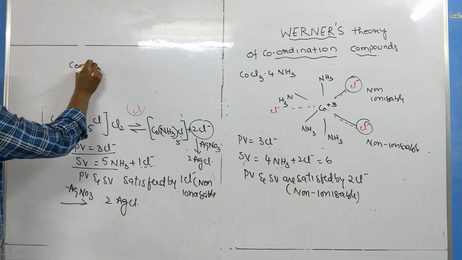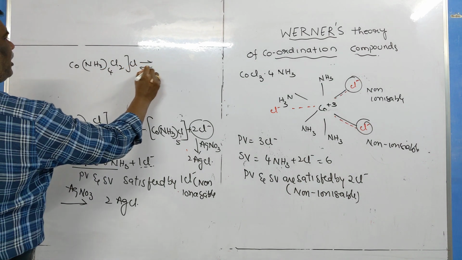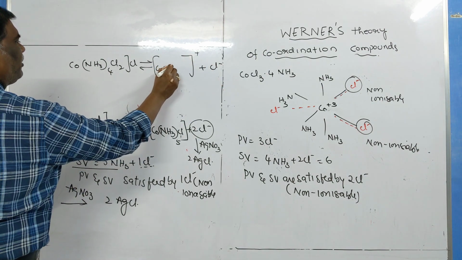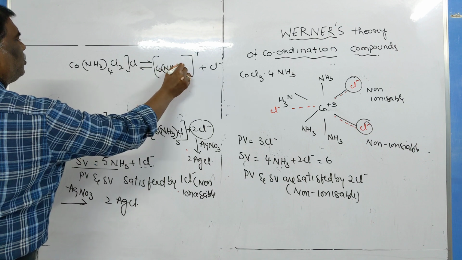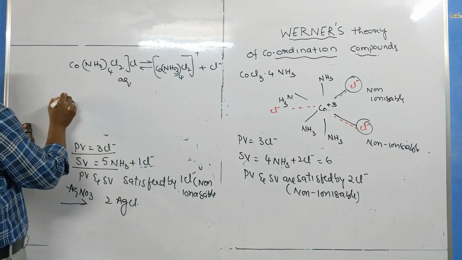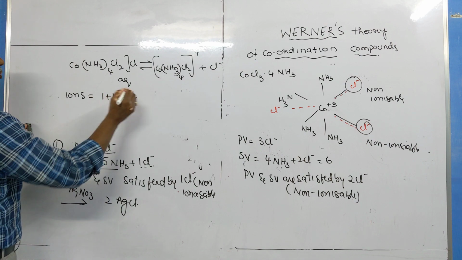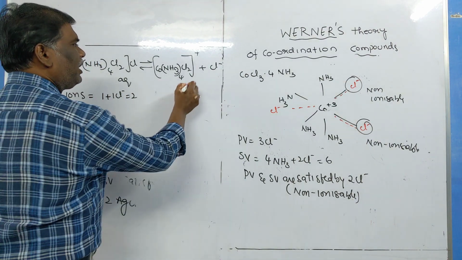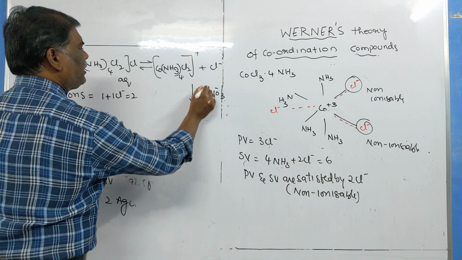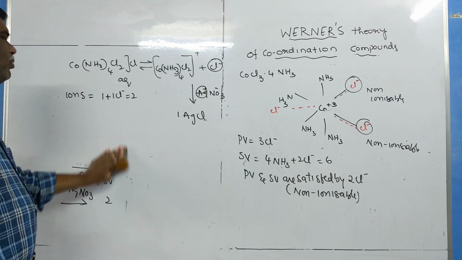So on ionization, how many ions are formed? In [Co(NH3)4Cl2]Cl, the complex on ionization forms 1 complex ion and 1 chloride. The complex ion is surrounded by 4 NH3 and 2 chlorides. Thus it is giving how many ions in aqueous solution? One complex and one chloride, totally 2 ions. What happens when it reacts with AgNO3 solution? It combines with 1 chloride to give 1 mole of AgCl.